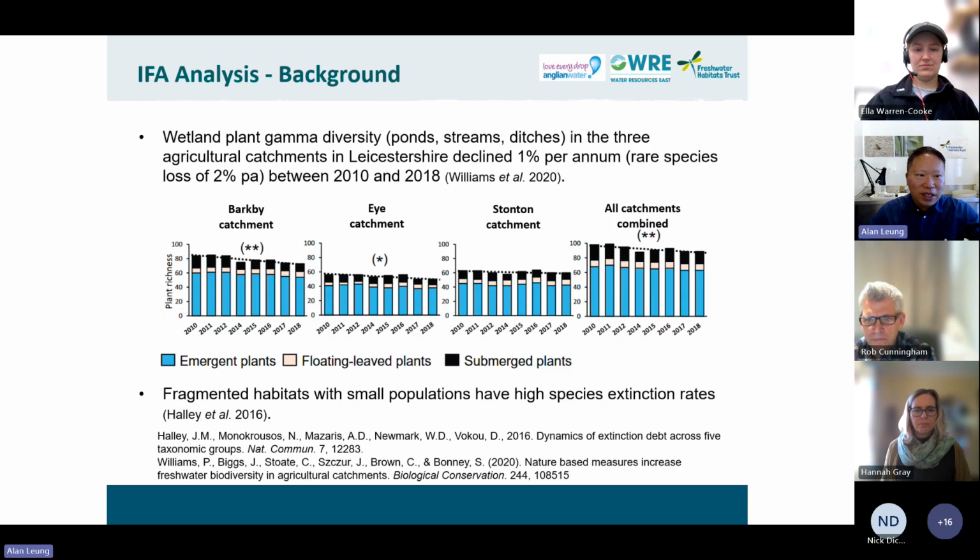The implication of losing ponds or the degradation of ponds can affect biodiversity. According to a study conducted by our colleagues from Freshwater Habitats Trust together with their research fellows, and these are relatively recent figures, roughly 1% of regional plant diversity decline was recorded in some agricultural catchments. And the problem is even more serious for rare species. And we all know that fragmented habitats with small populations can also have higher species extinction rates.